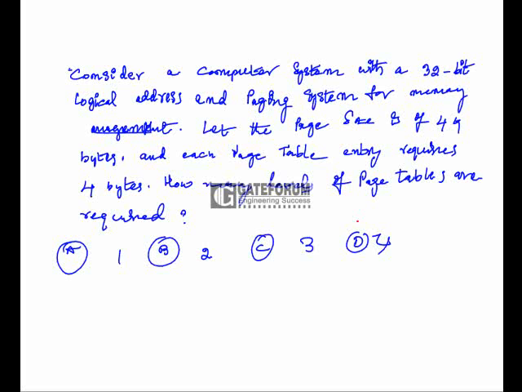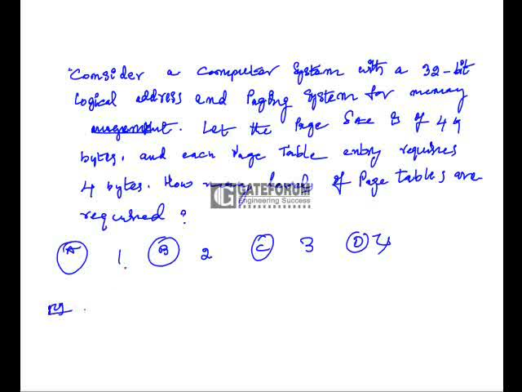Computer system with 32-bit logical address and paging system for memory management. Let the page size be 4 kilobytes and each page table entry contain 4 bytes. How many levels of page tables are required? 1, 2, 3, 4 are the options.